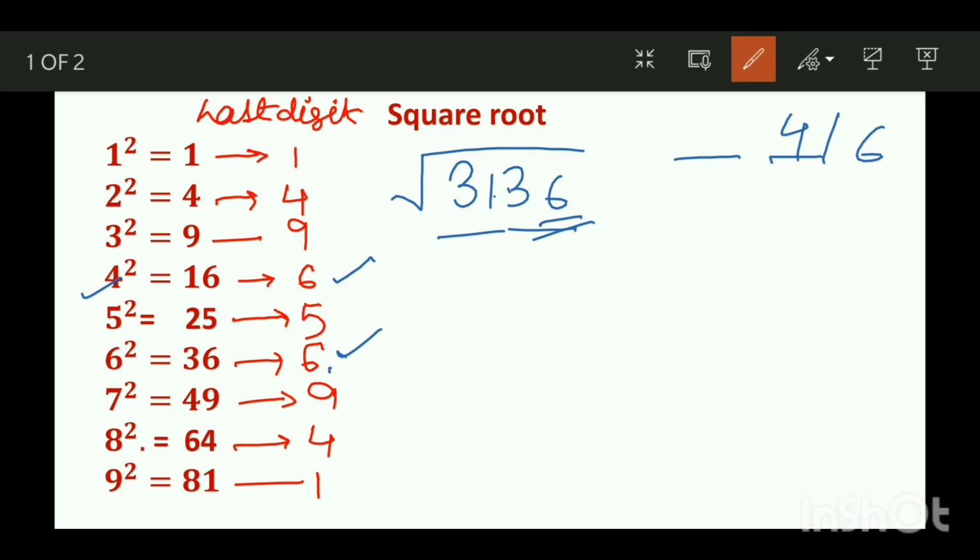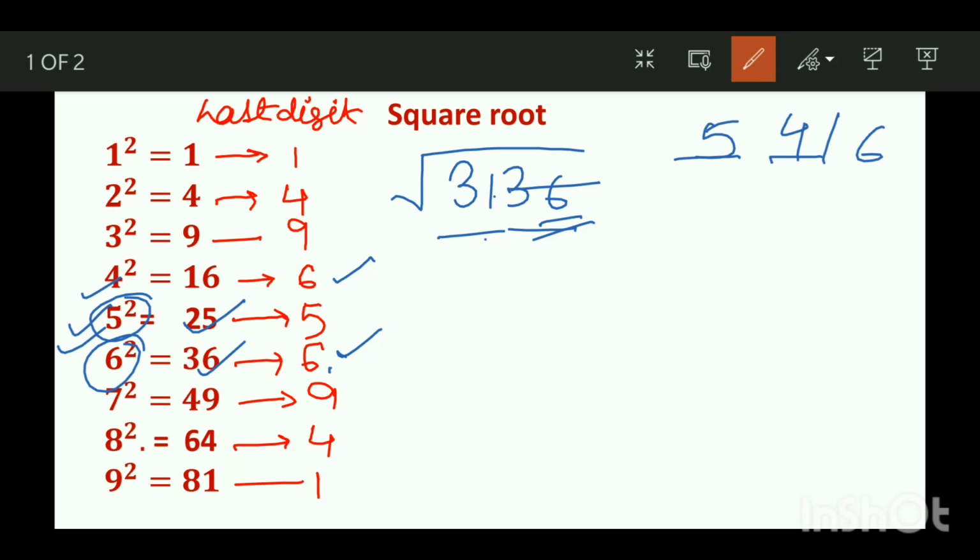Now we will ignore this. Only 31. So where will 31 fall? 31 will fall between 25 and 36. For 5 square and 6 square. So we have to write down the smallest digit. So we will write 5.